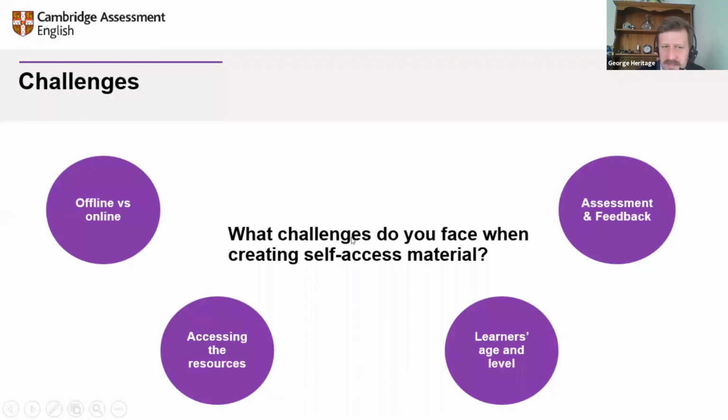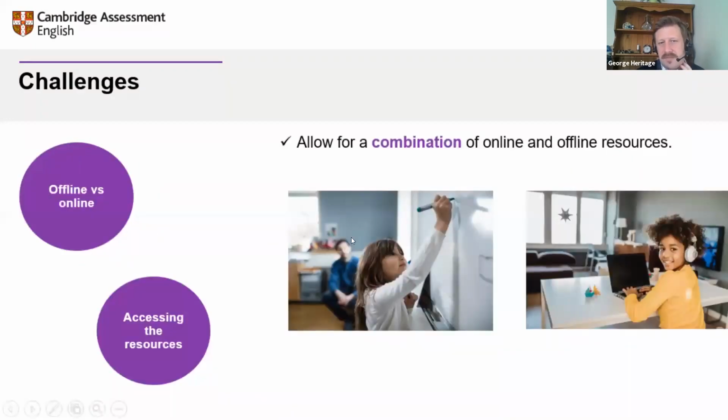So online versus offline and access, Victoria? Yeah, whenever possible, we need to allow for a combination of online and offline resources. So offering links to videos and articles, but also supplementing it with some offline materials. So texts you can provide them with directly, or videos that you have downloaded beforehand, so that there is not so much reliance on online material.